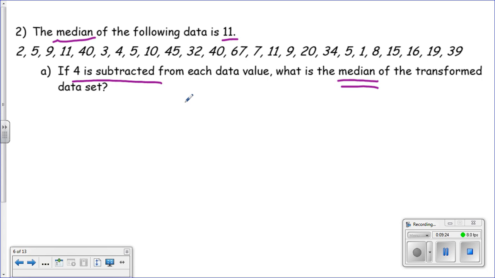Well, the same thing's going to happen. I'm going to do 11 minus 4, and that's going to give me 7. So 7 will be the new median. Basically, everything's going to go down by 4. So your mean, your median, your mode will all go down 4. The range, however, on this will stay the same.